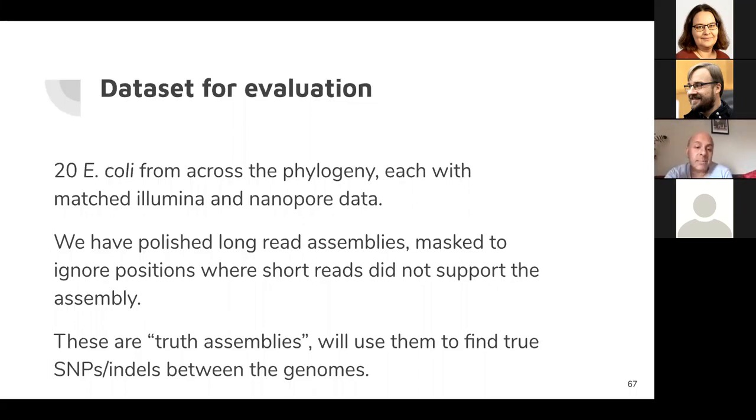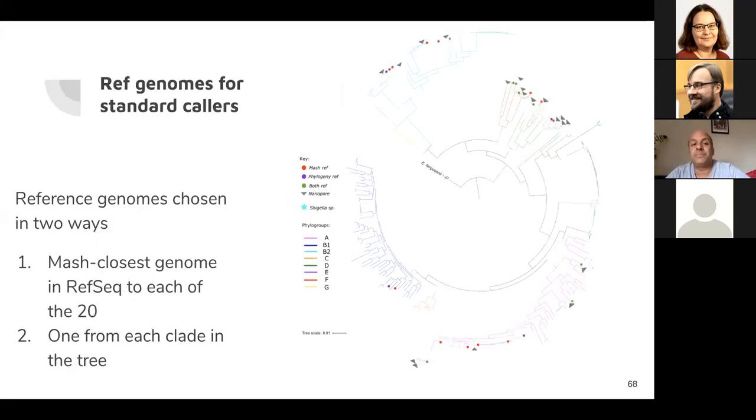We got long read assemblies, we polished them, we remapped the Illumina reads to the assemblies, and masked positions that looked weird, either because the Illumina reads didn't support the long read assembly. So what that left us with was masked genomes with positions that we were sure were right. And we want to use those to find the true SNPs and indels between the genomes, because we need a set of truth to see how well Pandora can discover them.